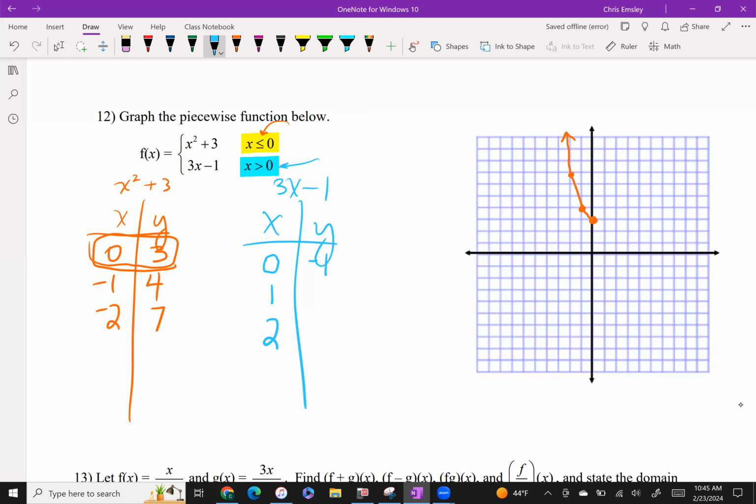We plug in 1, we get 3 minus 1, which is 2. Plug in 2, we get 6 minus 1, which is 5. So 0, negative 1, open circle, 1, 2, and 2, 5.